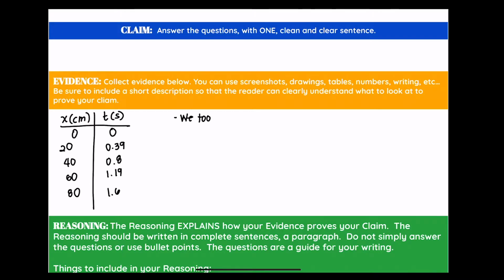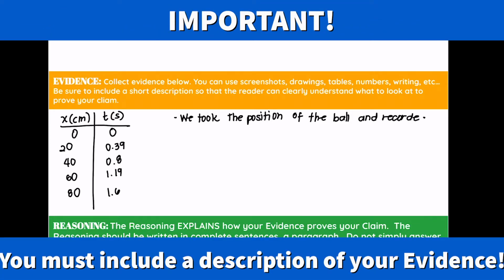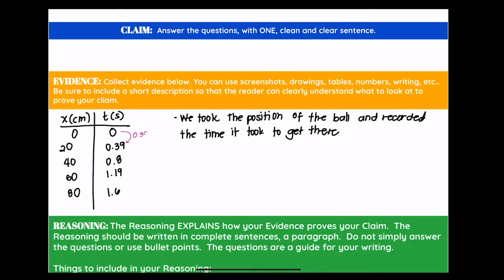We took the position of the ball and recorded the time it took to get there. And so from 0 to 0.39, we see that there's a 0.39 increase. And then from 0.39 to 0.8, we saw there was a 0.41 increase. And then from 0.8 to 1.19, there was another 0.39 increase.